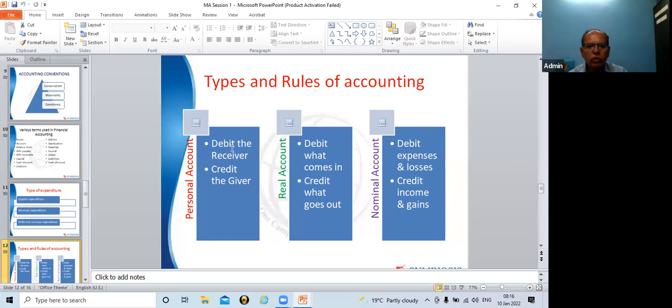Everyone, please go through this first box. We will learn this box one by one. Everyone, please go through this rule: debit the receiver, credit the giver. It is an exercise of 3 to 4 minutes, and you will learn this rule forever.